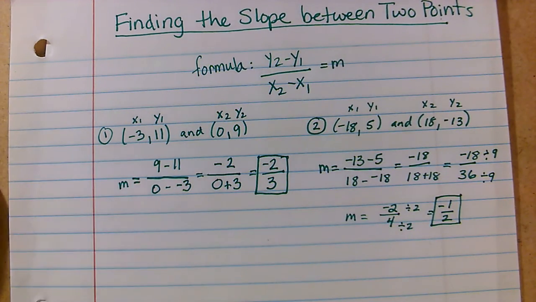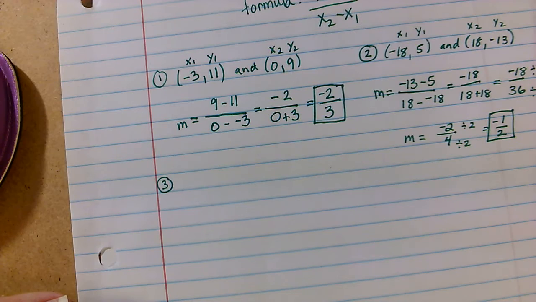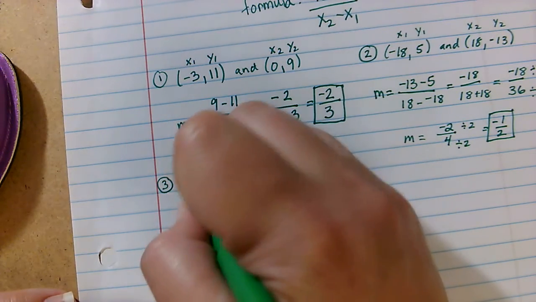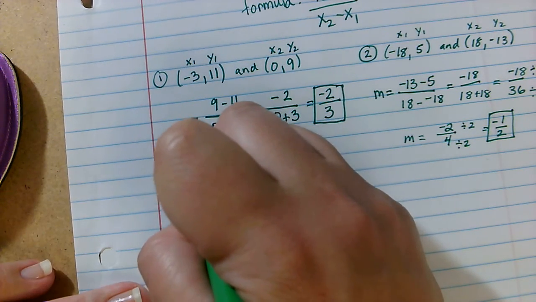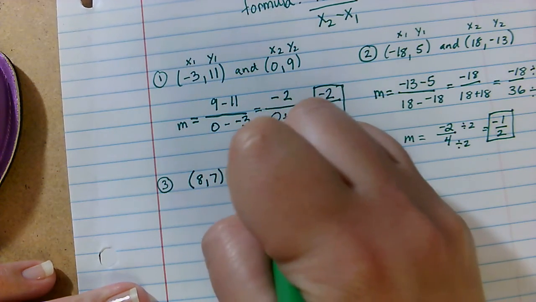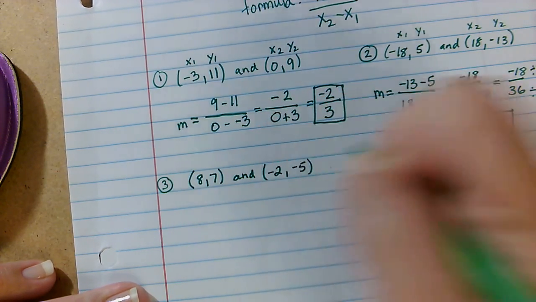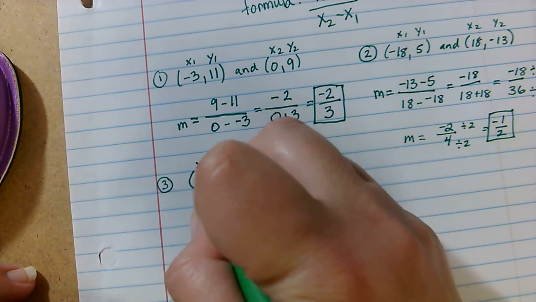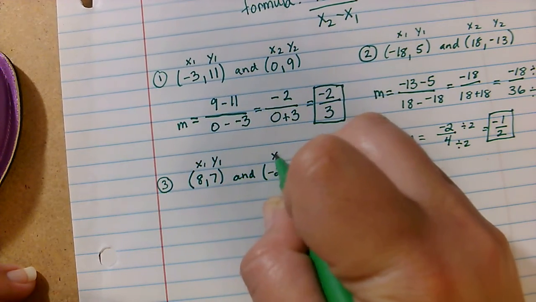Now both of these examples worked out to be negative. That's not always going to happen. Sometimes I'm going to have a positive number. So let's do an example that looks like that: (8, 7) and (-2, -5). Again, labeling them x1, y1, x2, y2. I do that to keep myself organized and following my formula correctly.